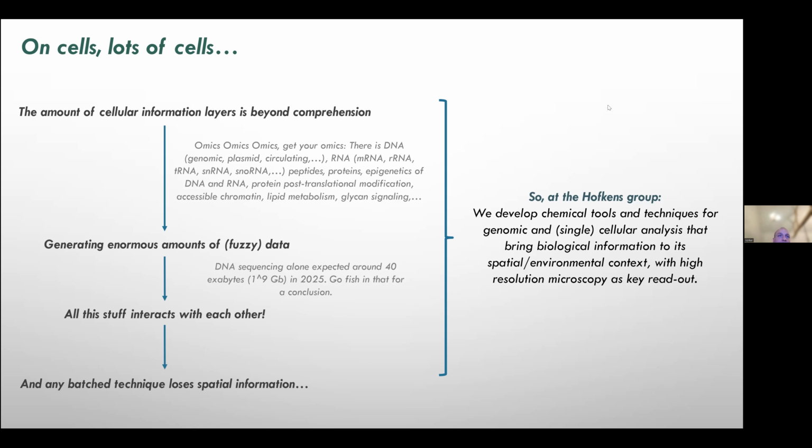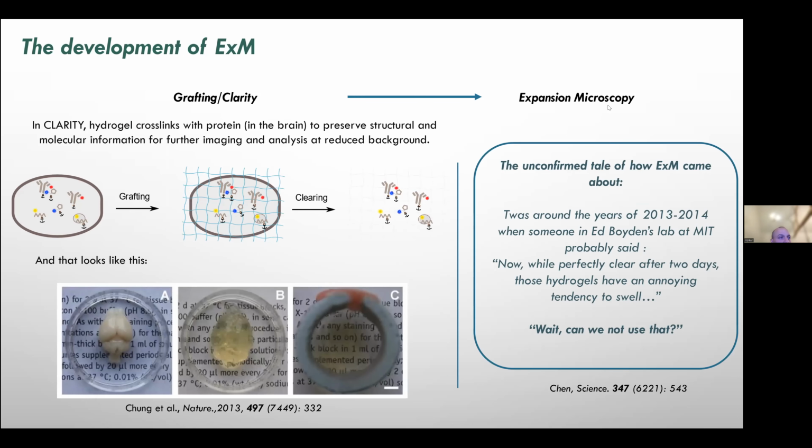And as Johan mentioned, fluorescence microscopy, high resolution fluorescence microscopy is always our go-to tool for analysis. So the way I see that expansion microscopy came about, and this is totally unfounded, is that probably around 2012, 2013, the existing clearing methods emerged into the Clarity protocols.